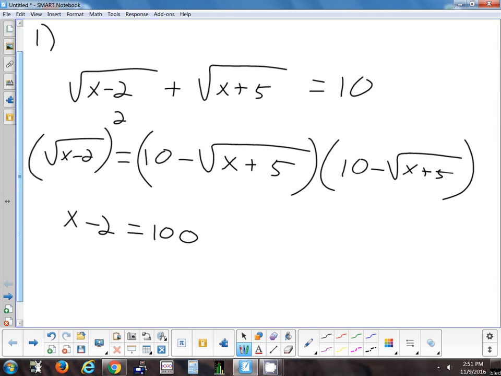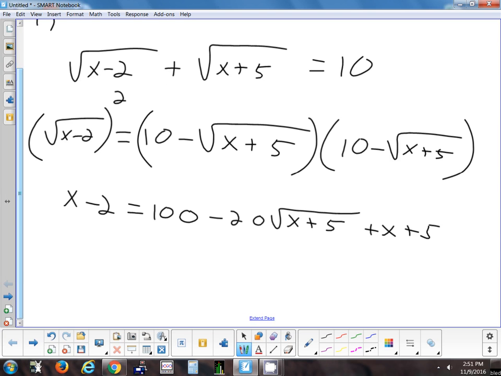And then what? And then another one, yep. So another negative 10 square root x plus 5. So how many is that? 2. Negative 20. And what about my last term? And then it would be x plus 5. Yep, plus x plus 5. Right, so that's from foiling the right-hand side.